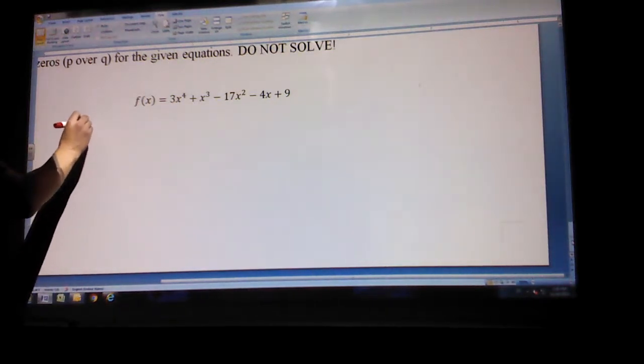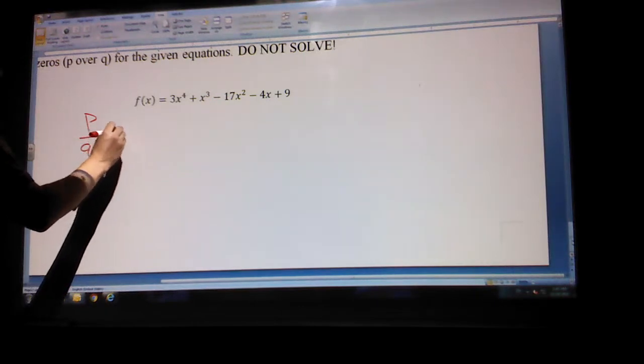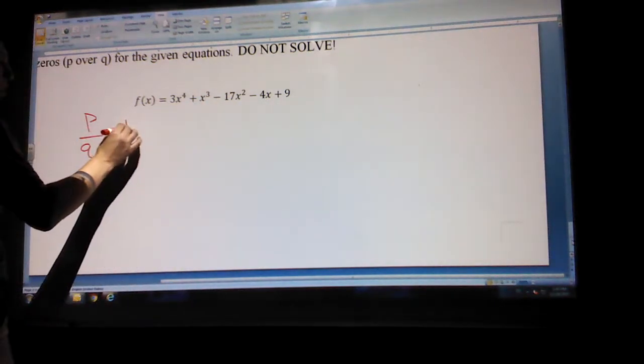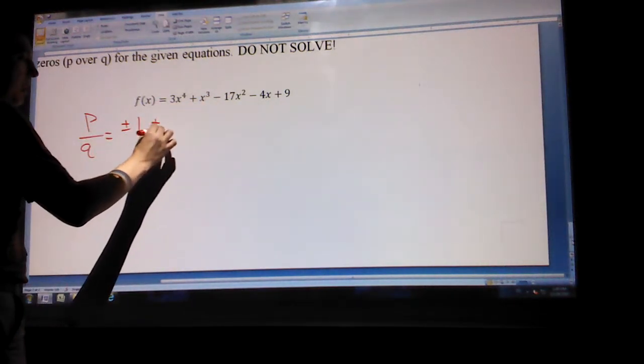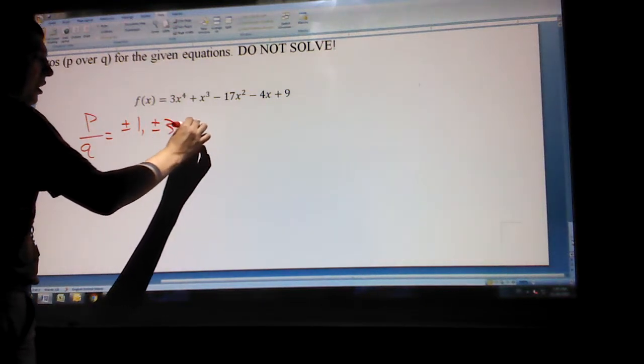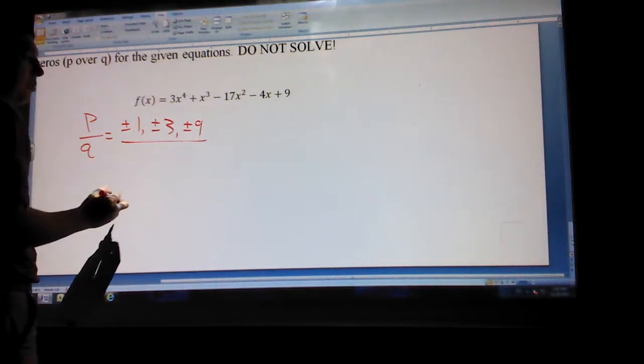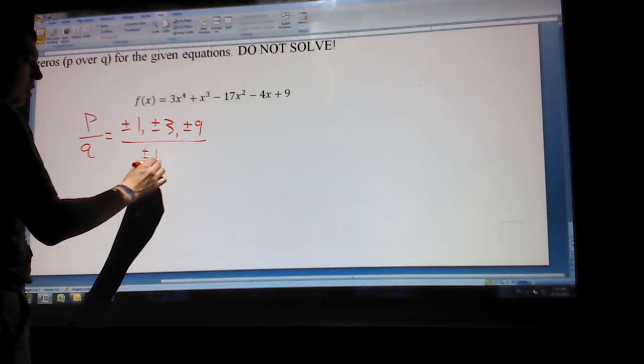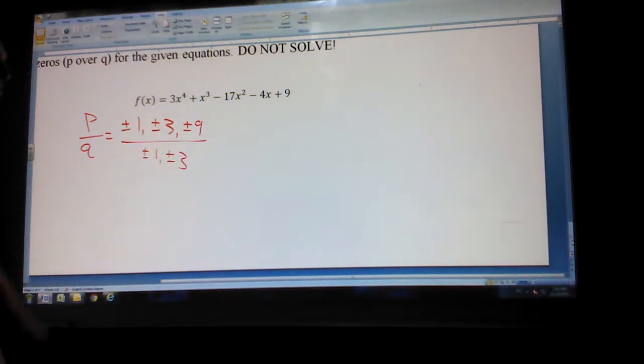Well, most people would remember P over Q and say, hey, what multiplies to give me 9? Plus or minus 1, plus or minus 3, plus or minus 9. And then what multiplies to give me 3? Plus or minus 1, plus or minus 3. You do this and I'll take a point off. That is not a list.